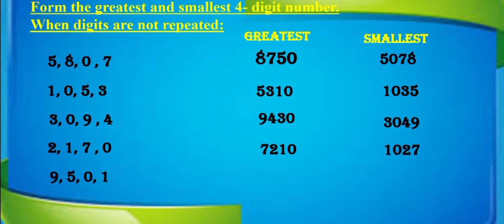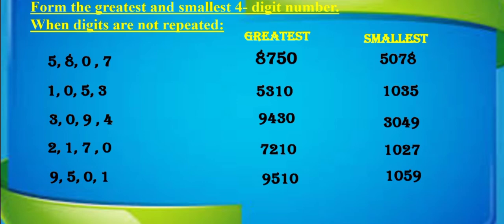9501. These are the digits. So what will be the greatest number? 9510. And the smallest number is 1059. Okay, hope you all understood. Now you can take your own examples and try by yourself.